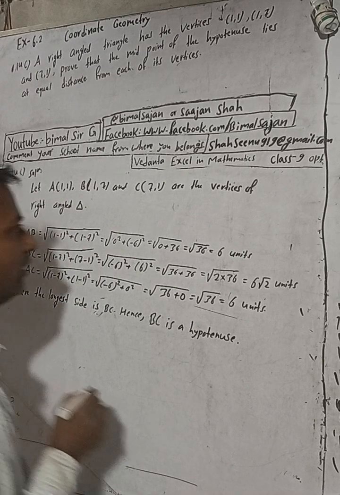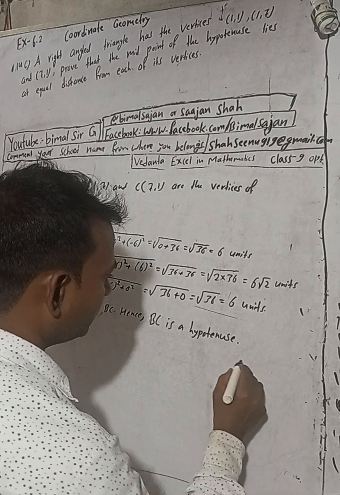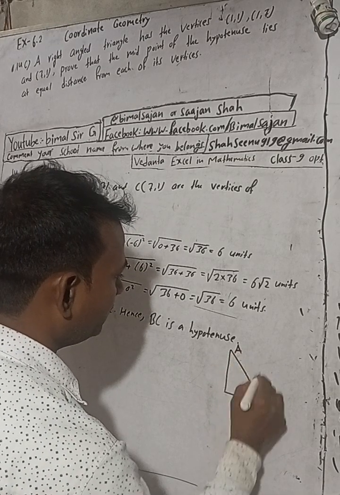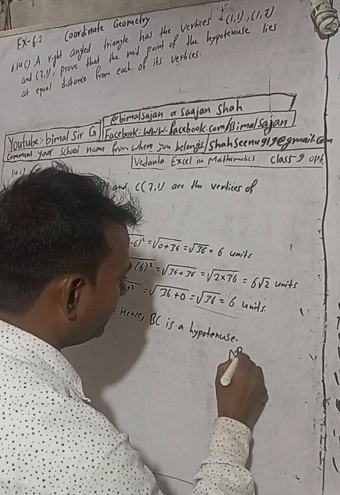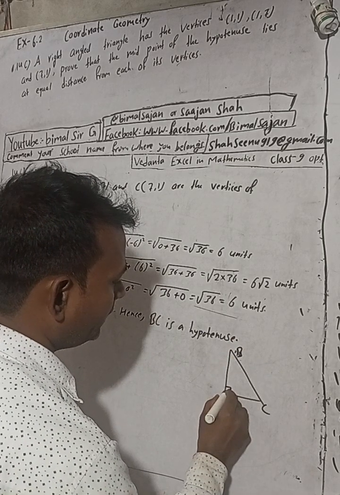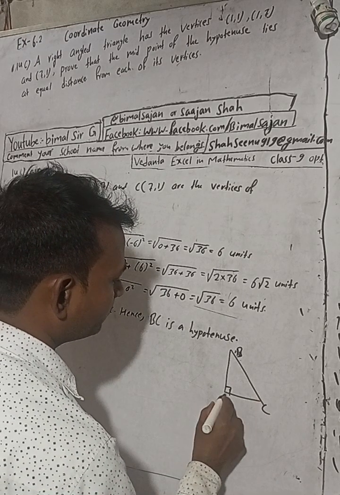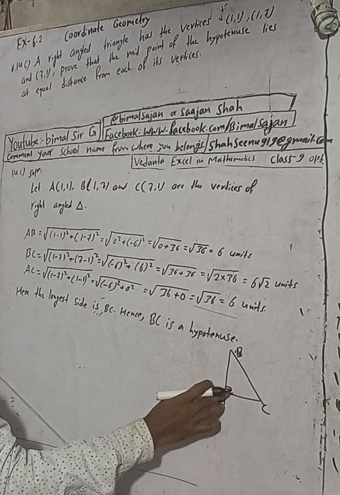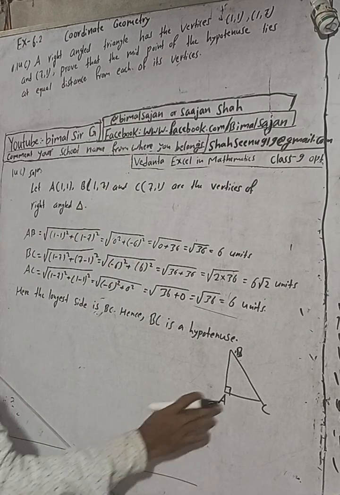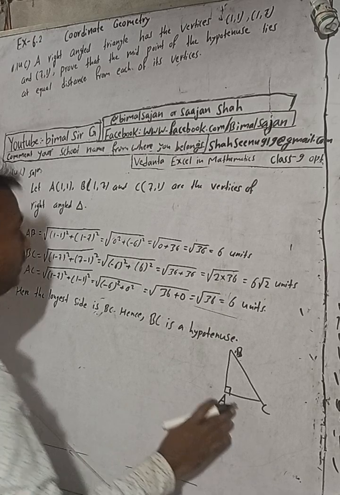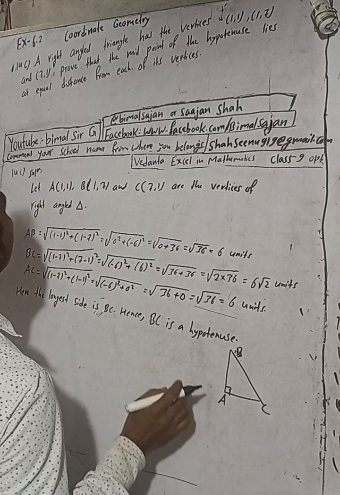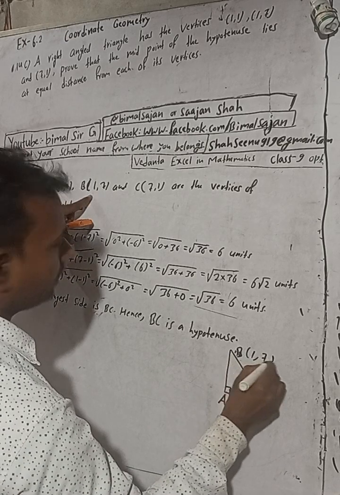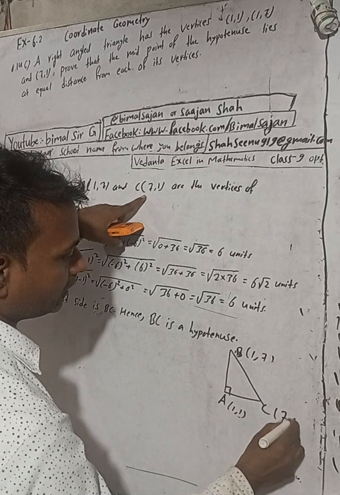Now we can draw the right angle triangle. BC is the hypotenuse, so suppose this is our right angle triangle. This is B and this is our C. This is our hypotenuse. Then obviously this is A, the triangle right angled at A. Now we know all the points: A is (1, 1), B is (1, 7), and C is (7, 1).